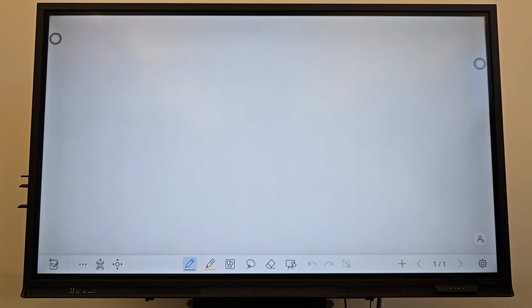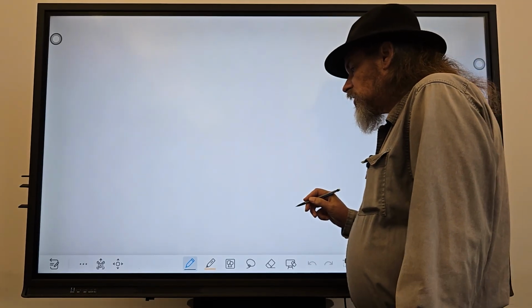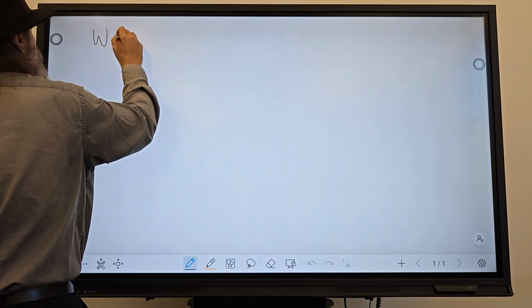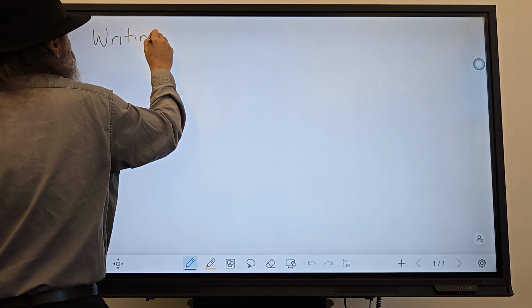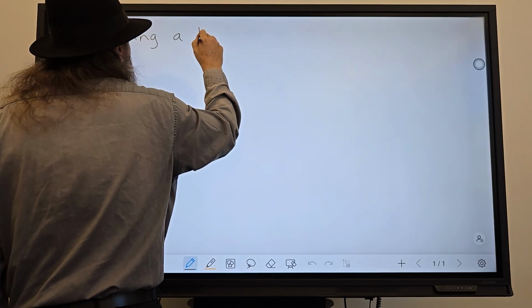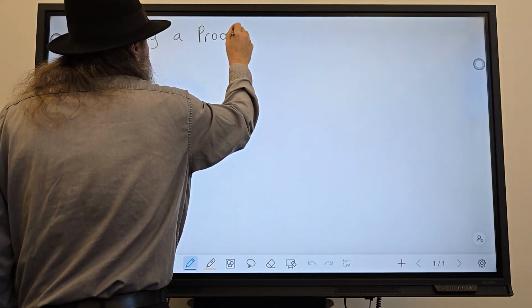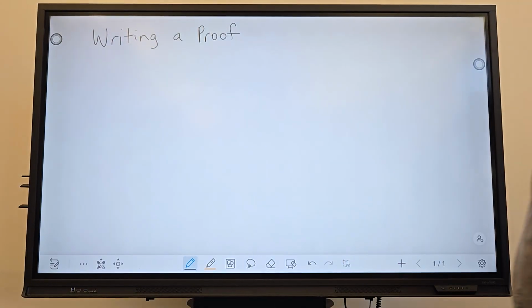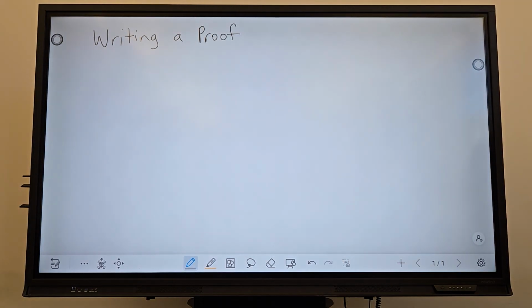Okay, so today we're going to continue with direct proof and counterexample. A little section on writing advice. We're talking about writing a proof. All right. Give some steps here on how to write proofs.